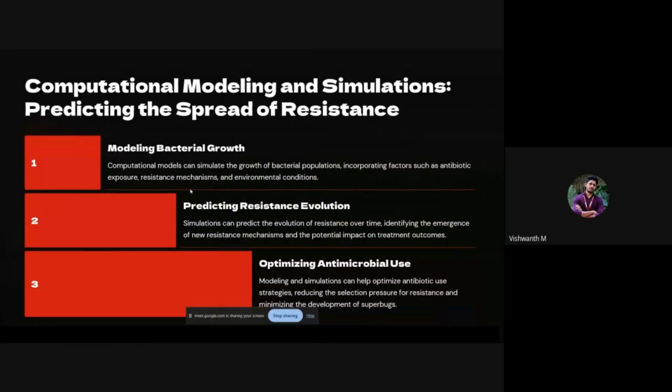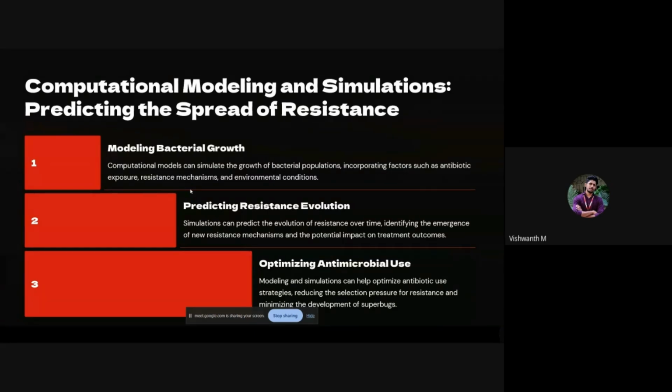Now, computational modeling and simulations. They help in predicting the spread of resistance. Computational modeling is also called in silico modeling. So what is in silico modeling? It is the use of computers to simulate and study complex systems using mathematics, physics, and computer science. In silico studies are completely based on the theoretical part. It uses maths, physics, and computer science.